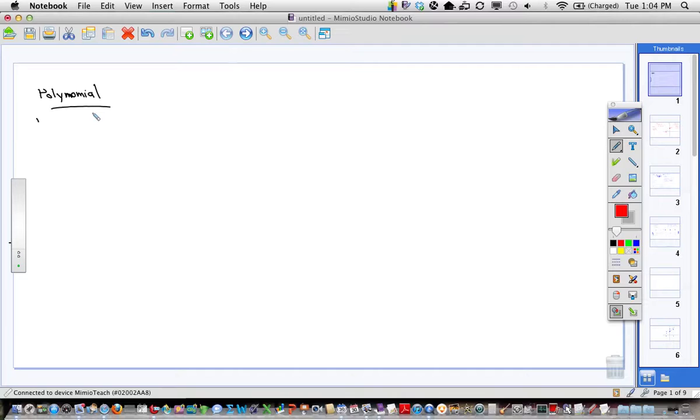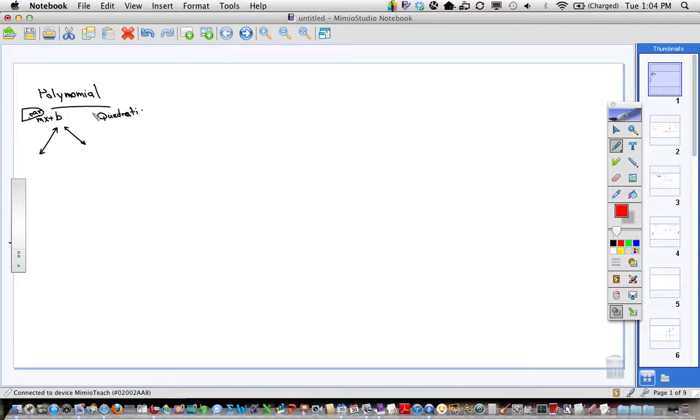Now, the first one would be like a line, like mx plus b, right? Positive slope, it's going to go up. Negative slope, it's going to go down. Of course, you could get horizontal and vertical. Vertical wouldn't be a function. But that's polynomial. That's linear. Okay, whoops, I should write linear. Okay, so linear. Then you've got quadratic.